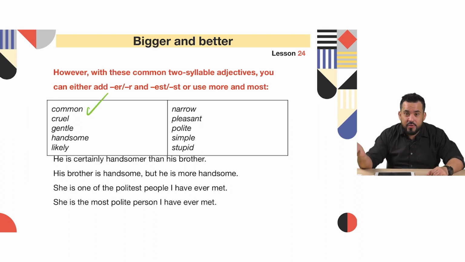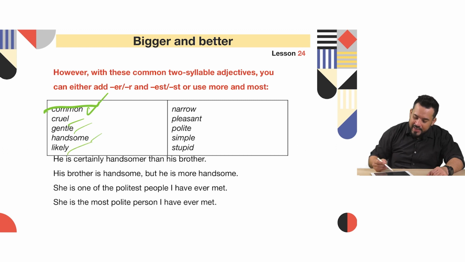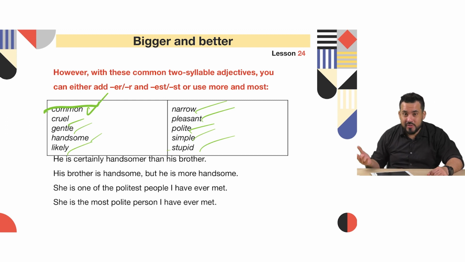Common, we can say commoner, commonest, or more common, most common, although it's a bit weird. Nobody says commonest. We just say the most common. So this one is a bit weird, but it would still be correct. Cruel, gentle, handsome, likely, narrow, pleasant, polite, simple, stupid. All those you can either use ER or EST with. You can also use more and most with. For example, gentle, gentler, gentlest, or more gentle, most gentle. Or stupid, stupider, stupidest, more stupid, most stupid.